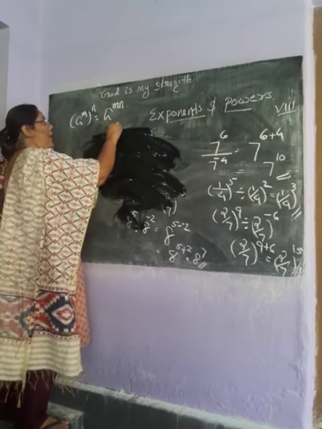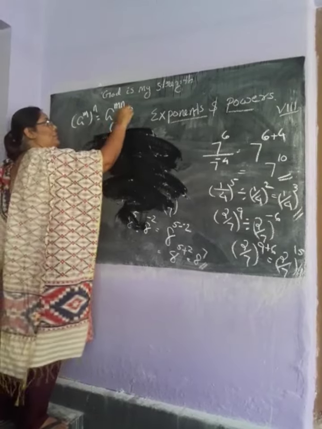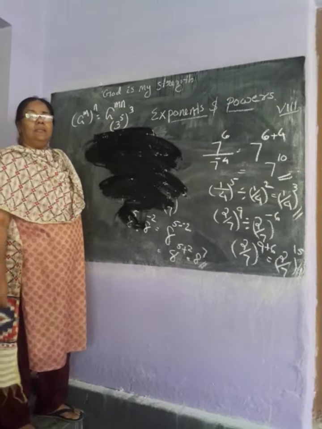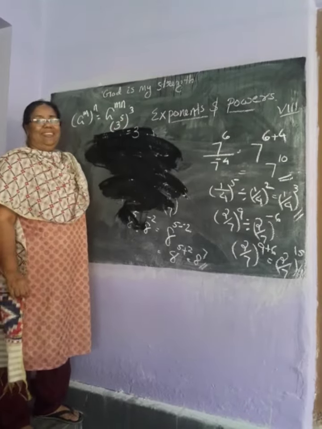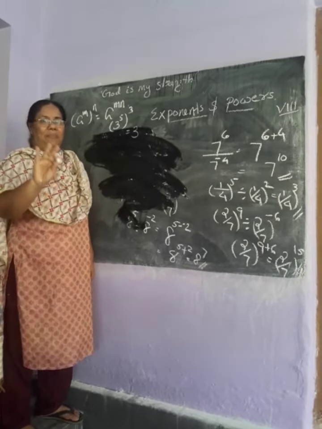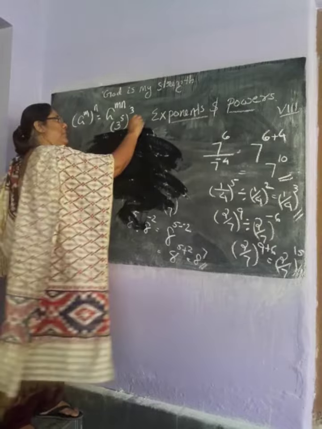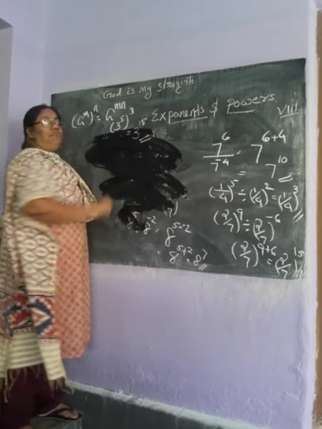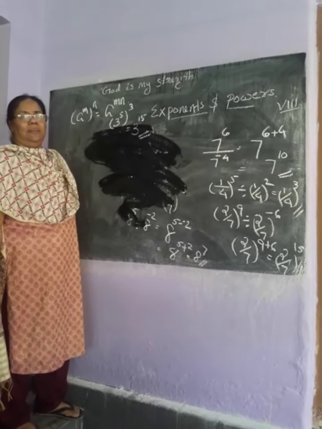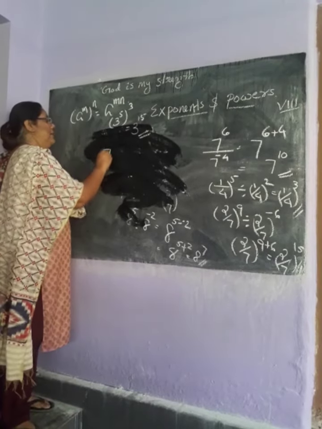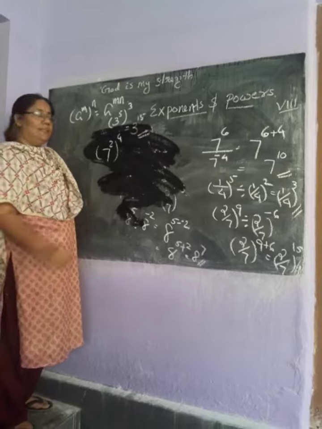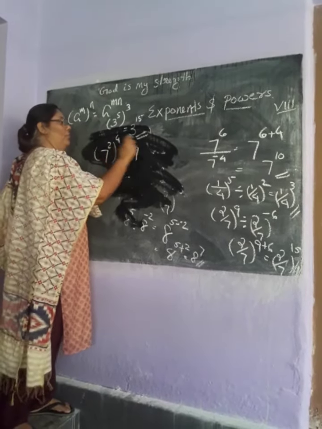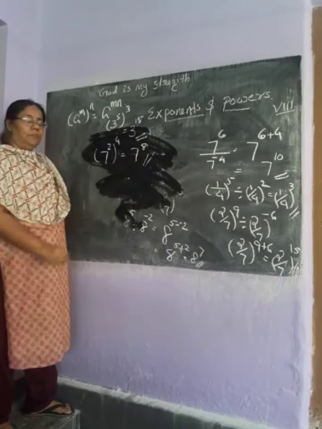3 raised to 5, the whole raised to 3. What's the answer? 3 raised to 5 into 3. Understand? Not 5 plus 3 or 5 minus 3. 5 into 3 you can directly write as 15. 3 raised to 15. Then 7 raised to 2, the whole raised to 4. Say the answer. 7 raised to 2 fours are 8.